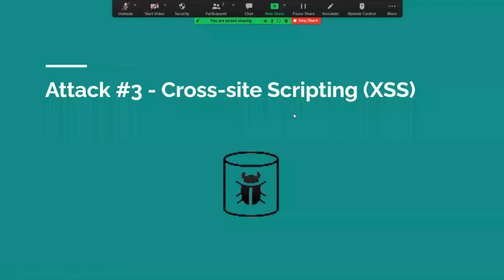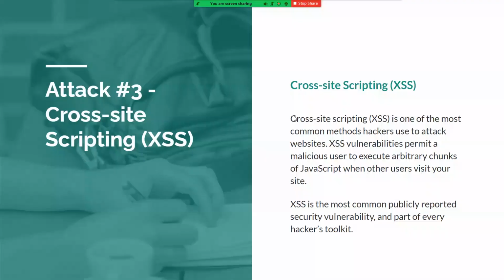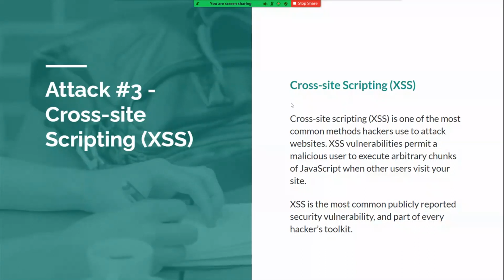Our third attack was cross-site scripting, shortly named XSS. Let's see what XSS means. XSS is one of the most common attacks used by attackers nowadays. Using this attack on websites, XSS vulnerabilities permit a malicious user to execute JavaScript in the victim's browser when they visit the site. XSS is the most commonly publicly reported security vulnerability and a part of every hacker's toolkit.